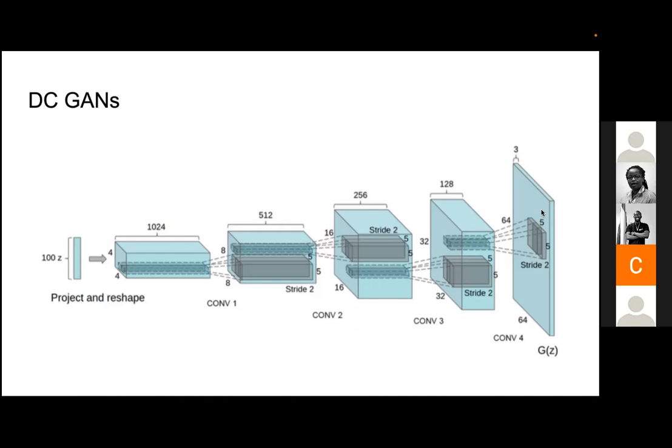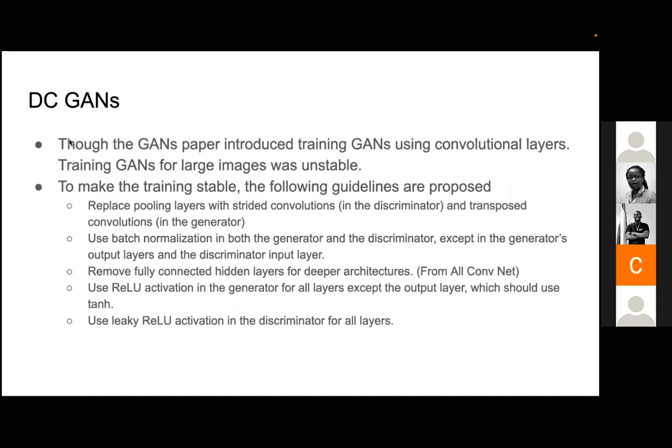One thing I have to mention here is that the training of images through GANs is actually unstable, because images are large data points, and here we take a 100-dimensional vector and create 64x64x3. So though the GAN paper was introduced using convolution layers for training larger images, this process was unstable. To make our training process stable, the following guidelines were proposed. I went deep into how they work, but one thing I don't understand is why these points make the convolutional GAN training stable. That I did not understand, and I mentioned it in some unexplored portions.